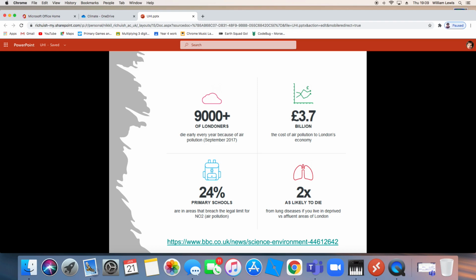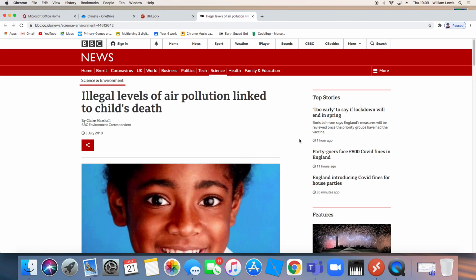However, I don't want to give you the impression that the air quality in the UK is brilliant, because I would be lying to you. As you can see, there are some figures on the screen, which are pretty shocking, to be honest. And this is a really interesting news story, which I believe is going to start to change things.